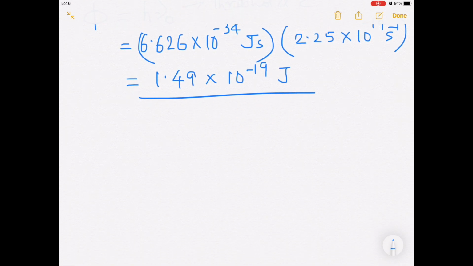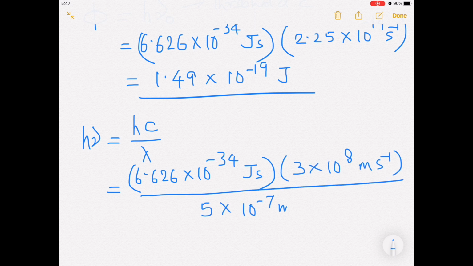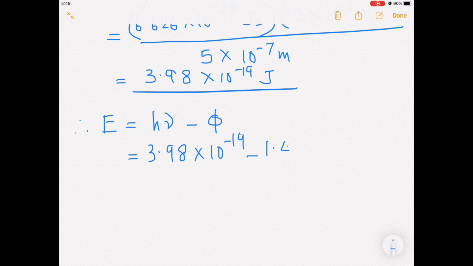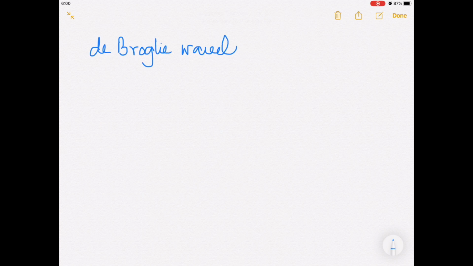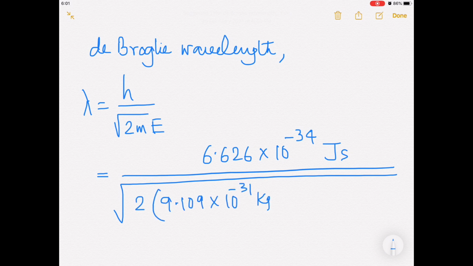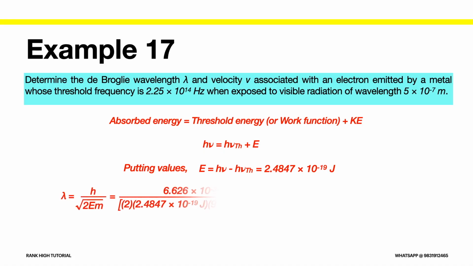Now we will find the value of h nu, that equals hc by lambda. After putting all the values of h, c and lambda, we get h nu equals 3.98 into 10 to the power minus 19 joule. After subtracting the work function from h nu, we get the value of energy, that is equal to 2.48 into 10 to the power minus 19 joule. Putting the value of energy in the de Broglie relation, we get the wavelength equals 9.84 into 10 to the power minus 10 meter, that is 9.84 Angstrom.